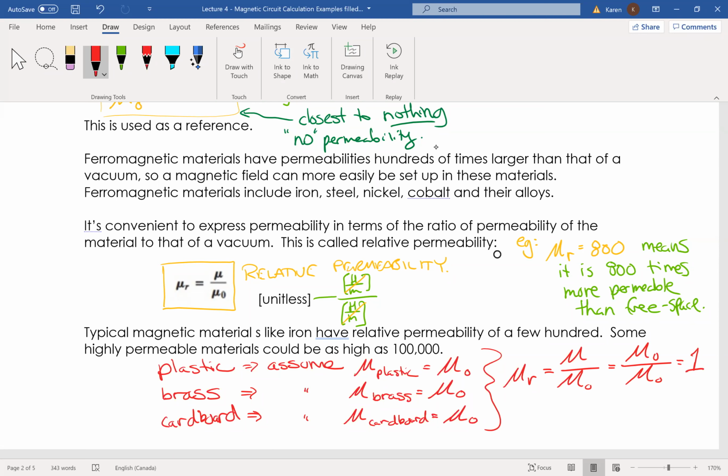Yeah, so we're supposed to just use plastic, brass, and cardboard in place of free space, effectively? No, so the reason I'm telling you this is because you're going to have, let's say, a magnet later on. Later on, a magnet is going to be made.